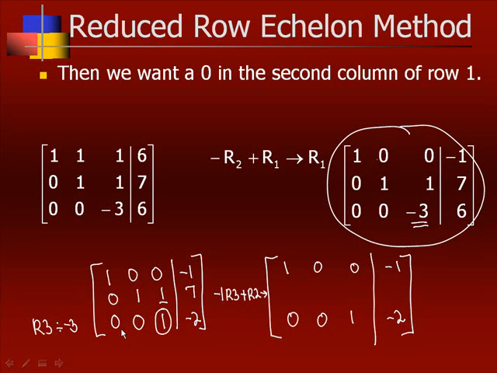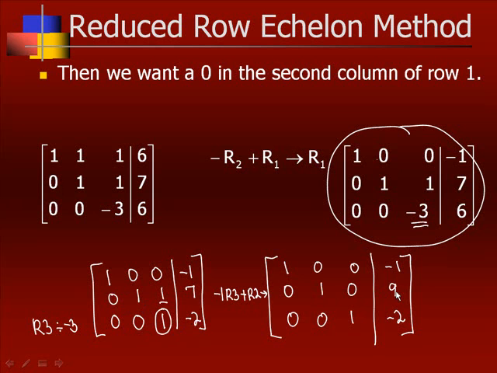So negative 1 times 0 is 0, plus 0 is 0. Negative 1 times 0 is 0, plus 1 is 1. Negative 1 times 1 is negative 1, plus 1 is 0. Negative 1 times negative 2 is 2, and 2 plus 7 is 9.